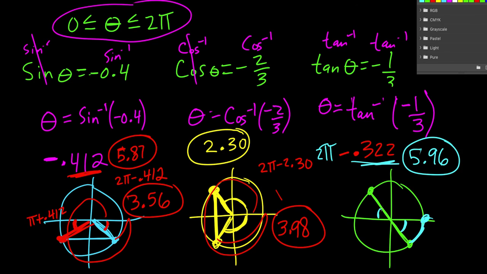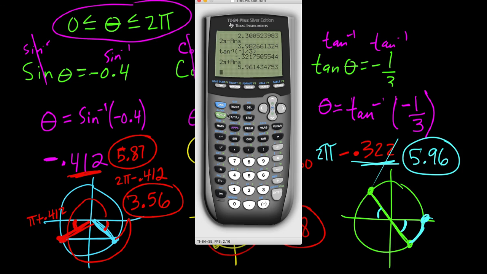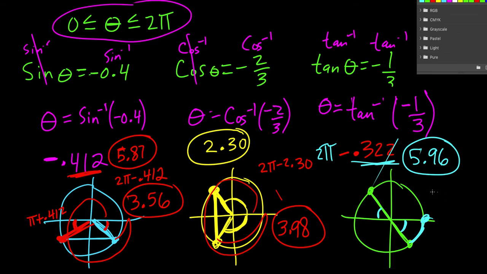Now, this angle is the same as this angle, so we could also do pi minus this to get our other piece. So I'm going to do that now. So we get second pi minus 0.322, and we get 2.82.